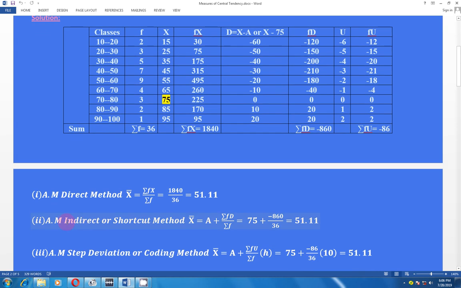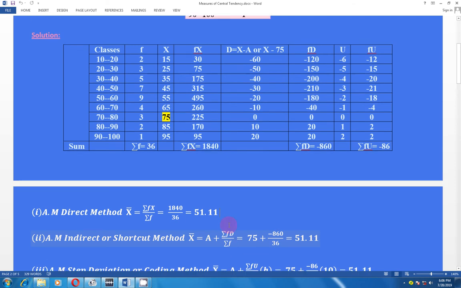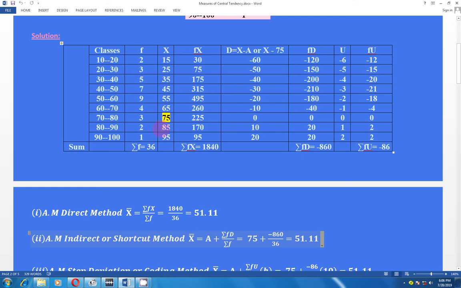So in the second method, which is indirect or shortcut method, arithmetic mean is equal to a plus sum of fd divided by sum of f. In ungrouped data, we already discussed that a is your desired value out of x values. So here I selected 75 as a. And what is d? D is equal to x minus a. So a is 75, so I substituted the value of a here, plus sum of fd.